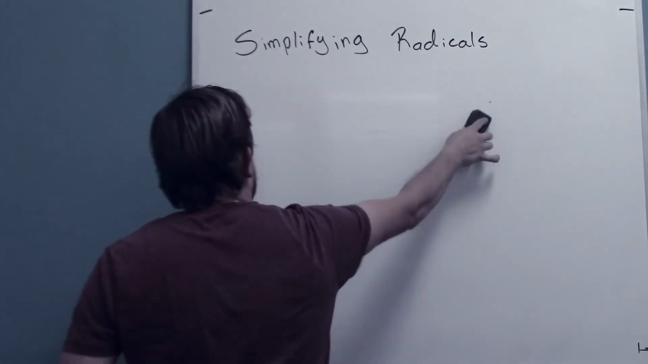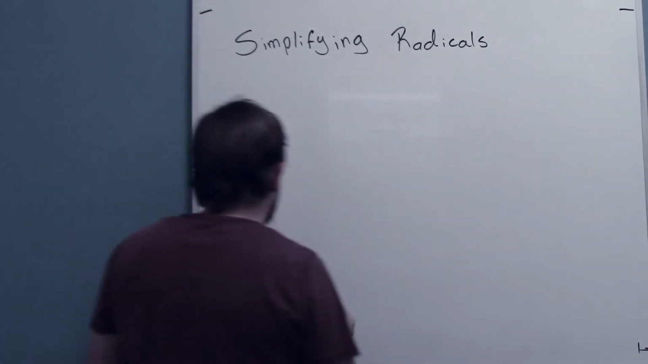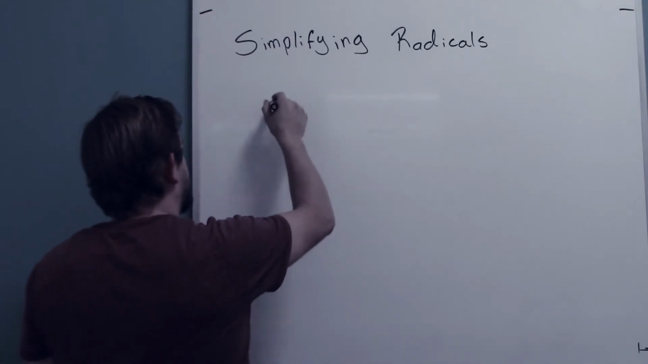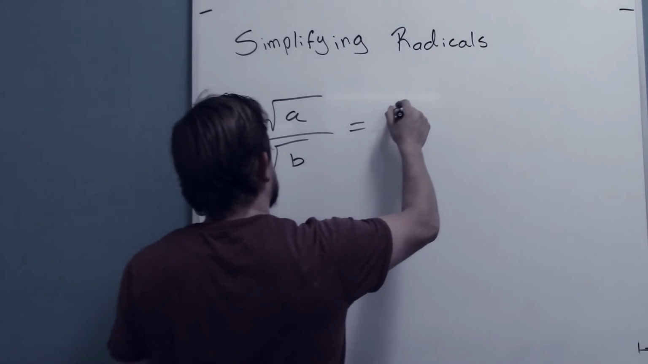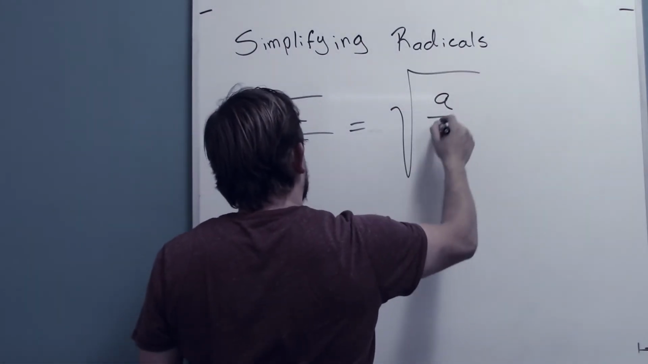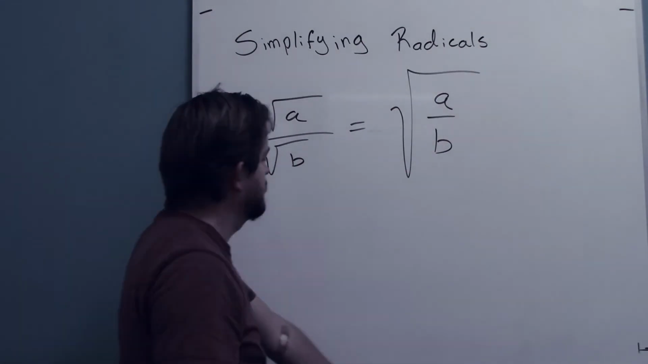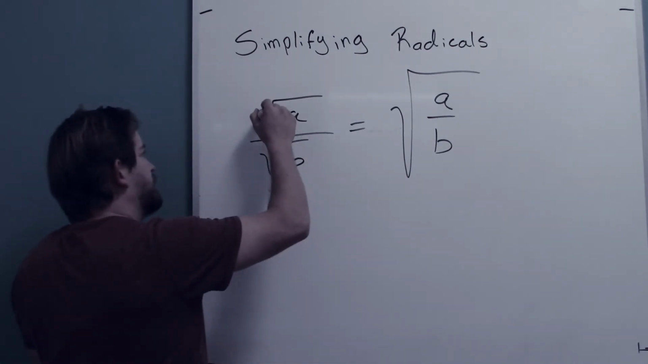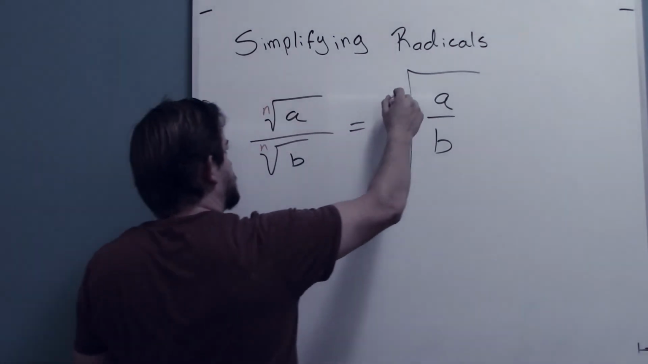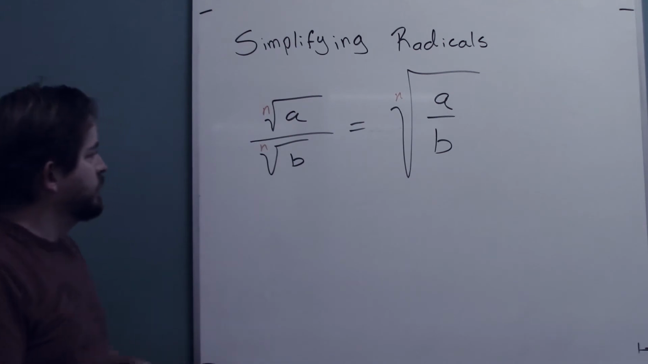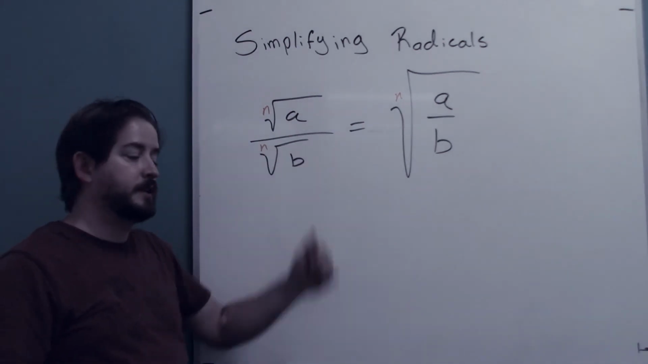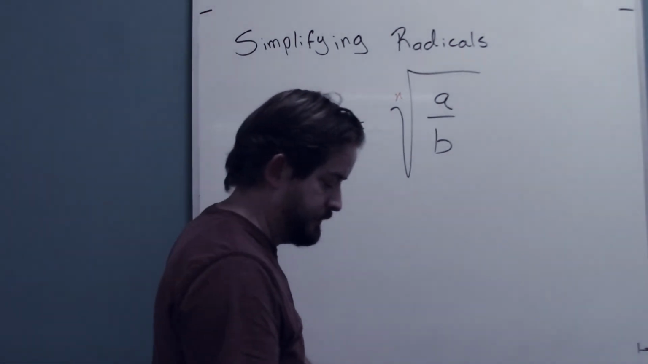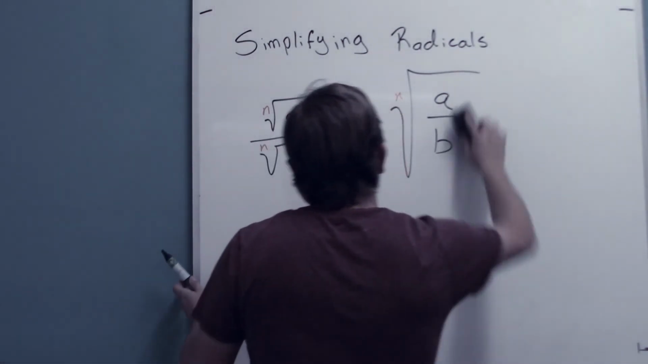Now, we've seen this before, but the square root of a divided by the square root of b is the same thing as the square root of a over b. This works even if you have an index that is not necessarily 2, right? But we can go both ways with this. Sometimes it's advantageous to go one way, and sometimes it's advantageous to go the other. So let's look at one of these.